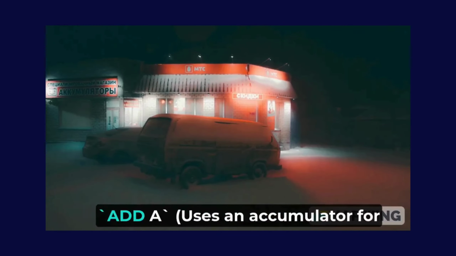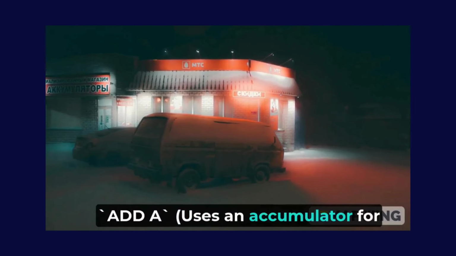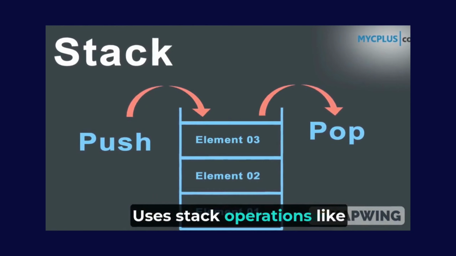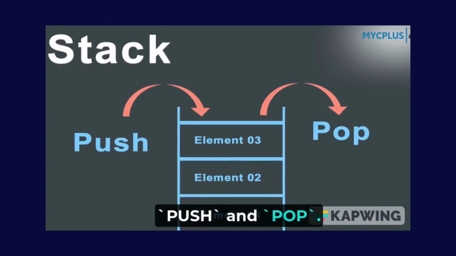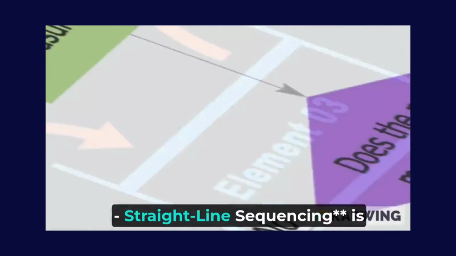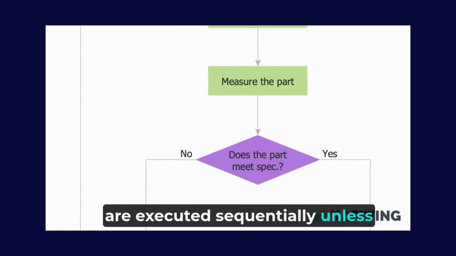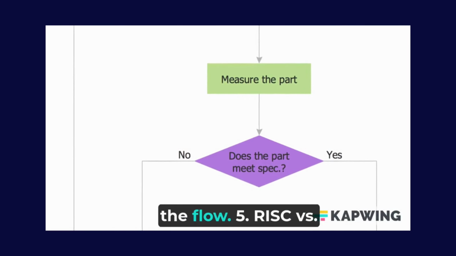One address: add A uses an accumulator for operations. Zero address: uses stack operations like push and pop. Straight line sequencing is the process where instructions are executed sequentially unless a branch or loop changes the flow.